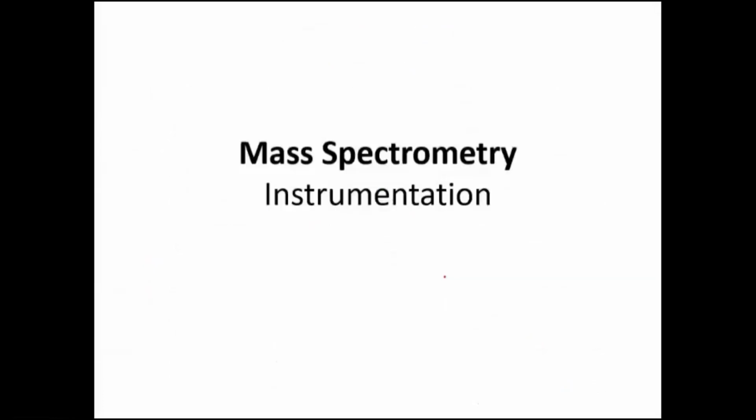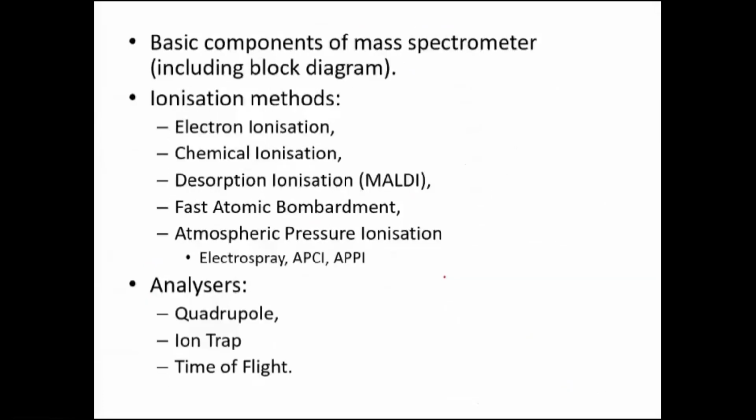Stability of the metastable peak. Let's move on to the instrumentation. So the most important parts of any mass spectrophotometer are the ionization chamber and the analyzer.